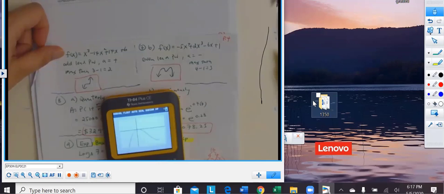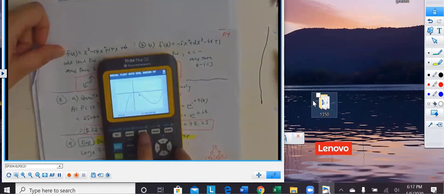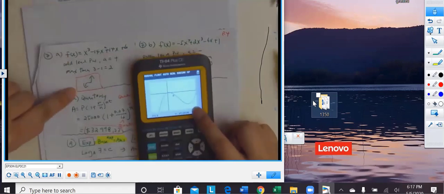So after you graph, you hit the zoom button and zoom out. Sorry, zoom button and zoom out. Otherwise, the window may not be where the graph needs to be. Does it make sense? So that's why my sketch is like that.